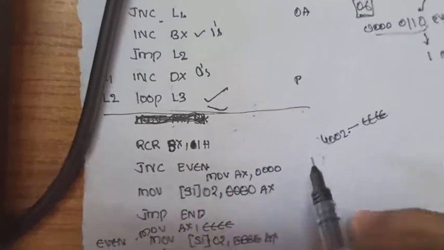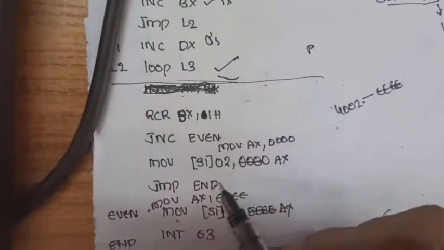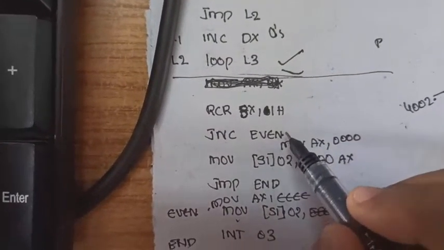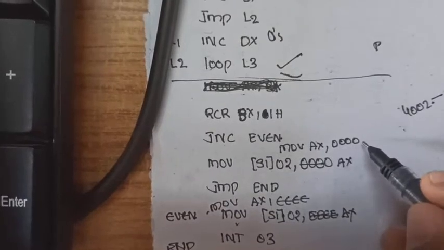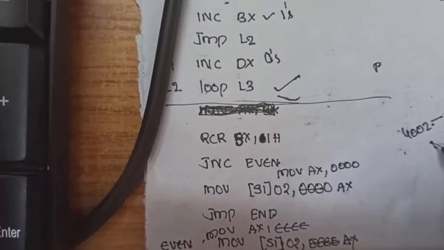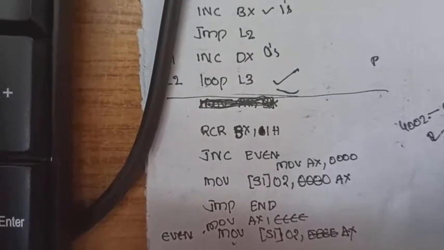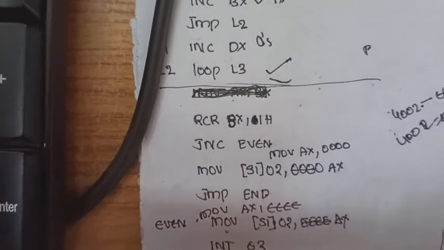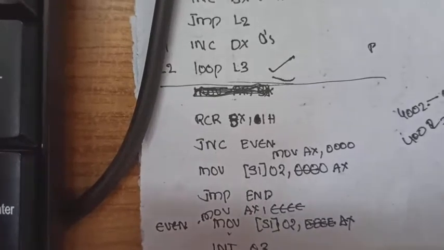If odd parity, suppose a carry is there, then what happens? The condition JNC even fails. Then we need to find MOV 0 0 0 0 in the 4002 location. After that it automatically ends the program.